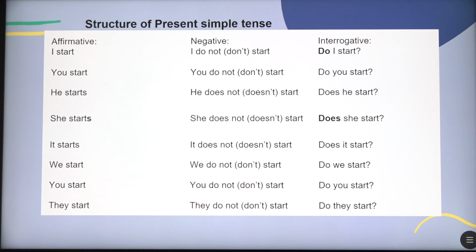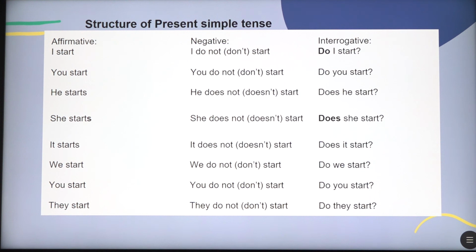Then, in the negative form, we have the particle not, which is included to state a negative statement. For example, I do not, or the short form, I don't start. You do not, or you don't start. And then we've got he, she, it does not or doesn't start. And then we've got the plural with we, you, they do not or don't start.